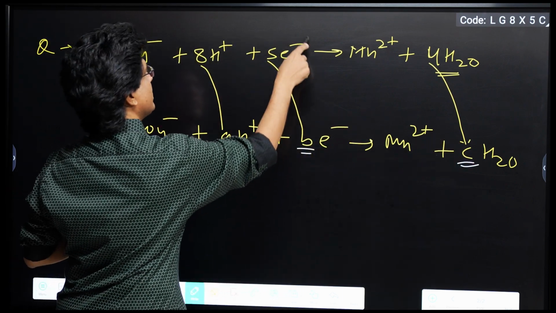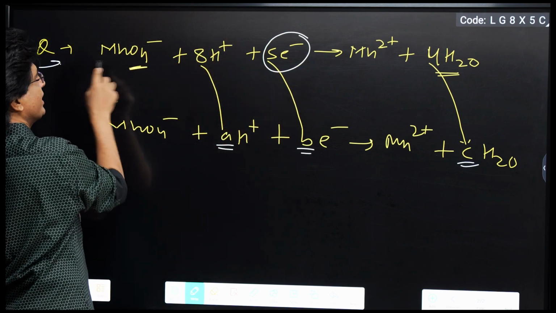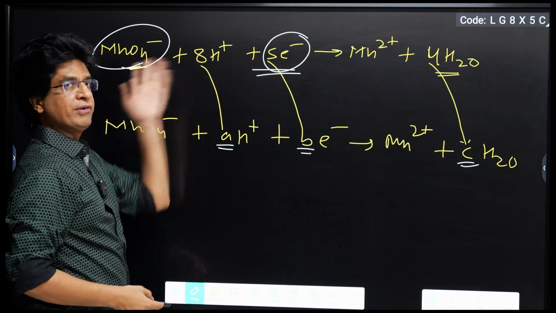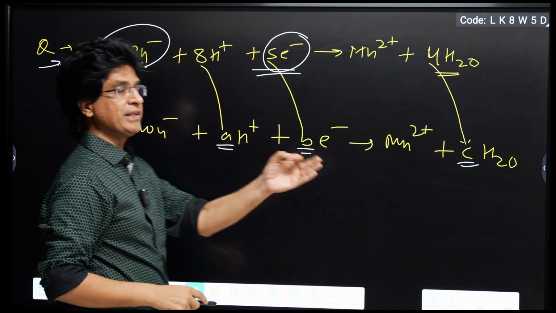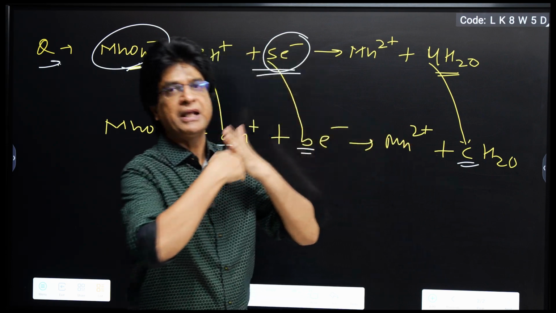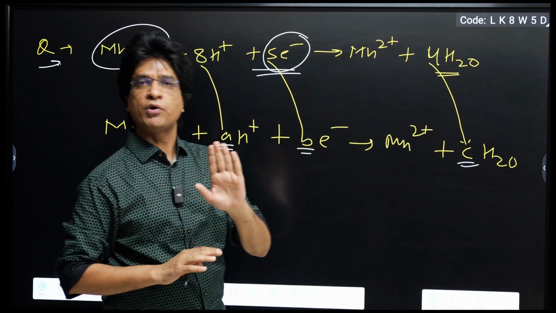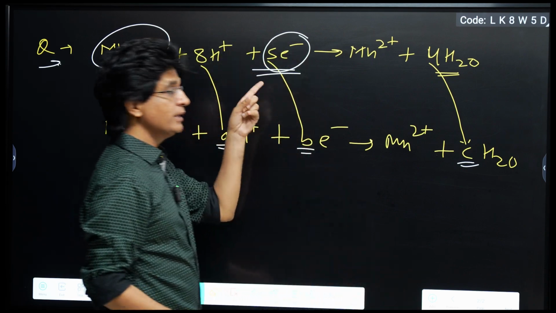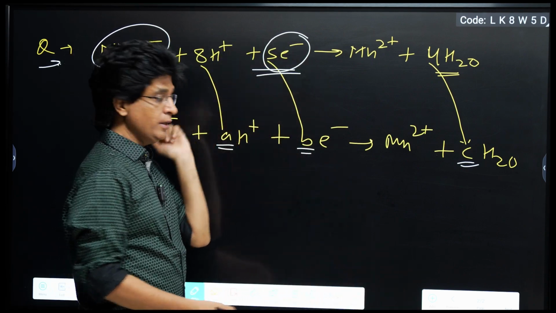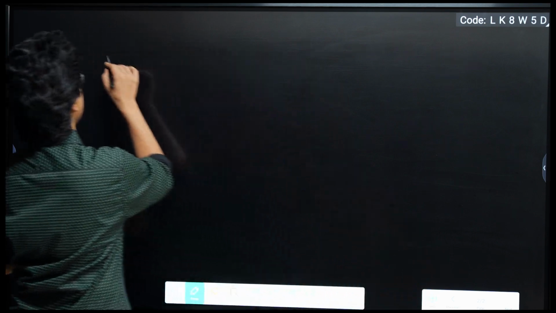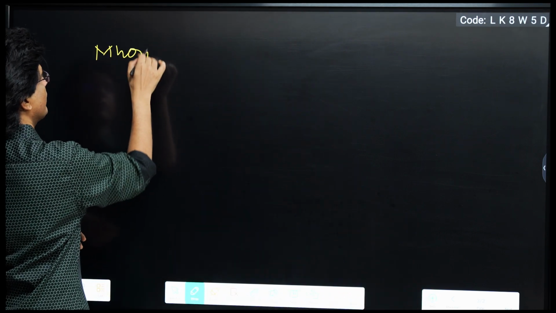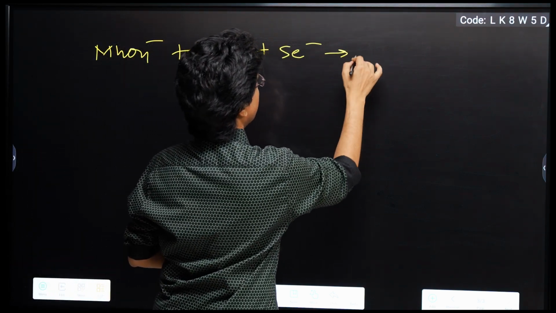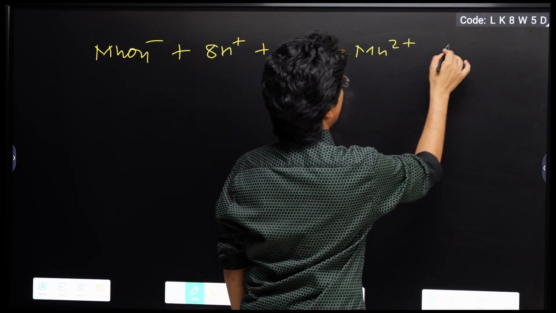And this is what? This is a reduction reaction because in this question MnO4 negative is accepting 5 electrons. So this is a reduction reaction and MnO4 negative becomes an oxidizing agent. An agent which will accept electrons and will get reduced is called an oxidizing agent. Yes or no? Clear? So you have to learn this equation. Learn it. Come on, we'll learn together. MnO4 negative, 8 H plus, 5 electrons giving you Mn2 plus and 4 H2O.